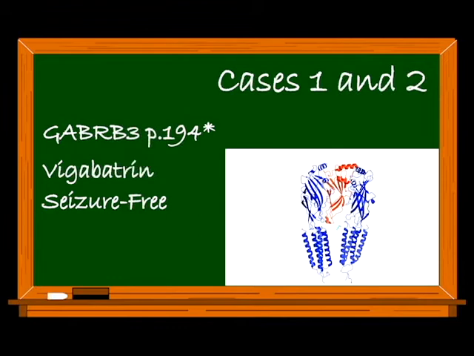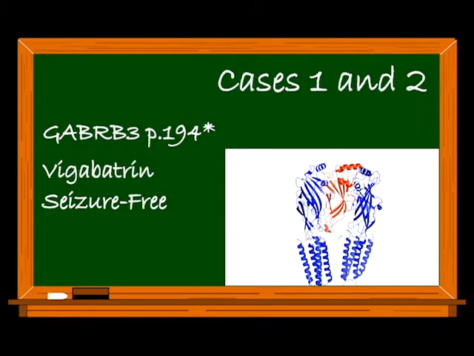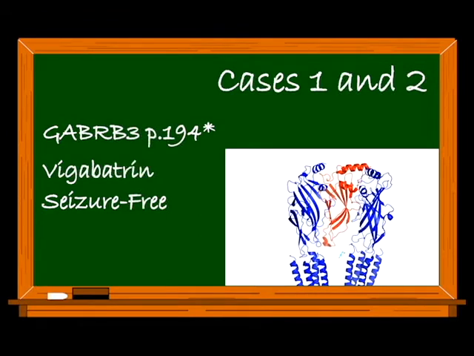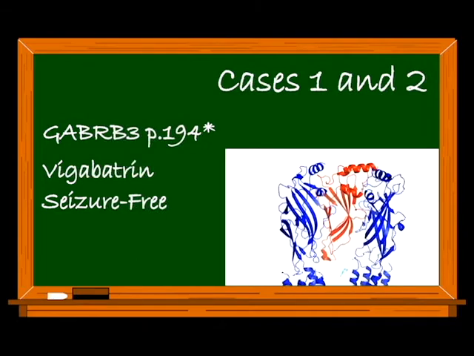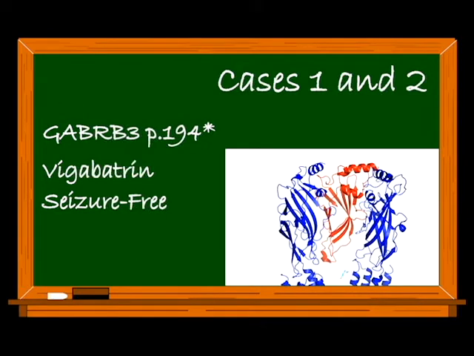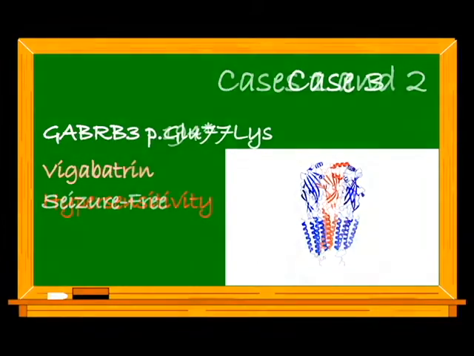Cases 1 and 2 had a truncation at position 194. This removes the transmembrane region to render the protein inactive. This is a loss of function variant, and Case 1 was seizure-free after vigabatrin treatment.